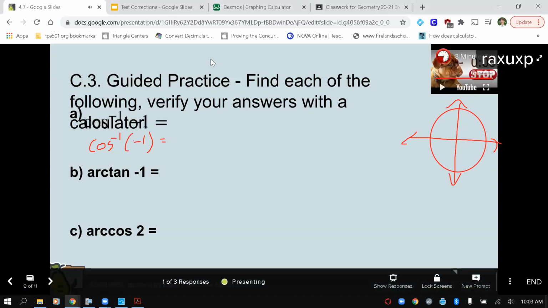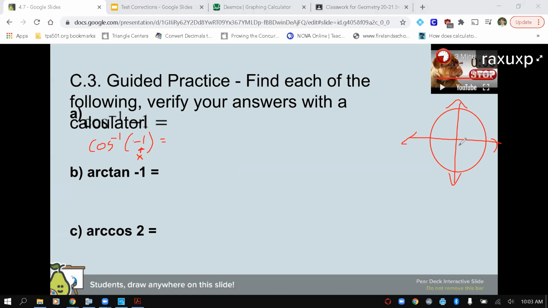All right. So if you look, where on the unit circle do we have an x value of -1? That only occurs at one spot, right here at pi. So the arc cosine of -1 is pi.